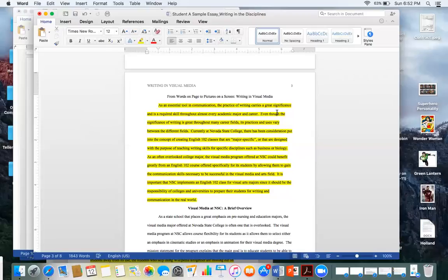But then the student starts to contextualize the argument a little bit by saying that even though they're all significant, they're all different across those majors. So we've now started with this general idea, but we've contextualized it, leading us to this argument of specific writing classes for specific majors. Then the student actually poses the real life problem that this paper is geared towards, and that is this implementation of these discipline-specific English 102 courses.